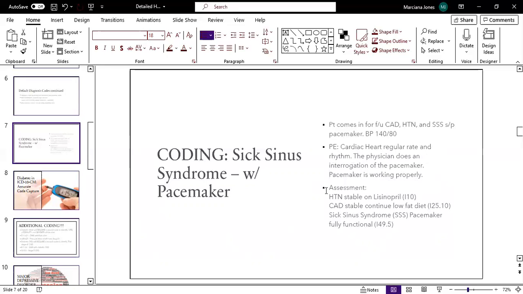So now the physician is assessing the patient. So here I come in as the coder. Let me read the assessment so I'll know what to code. Okay. So the physician is saying the hypertension stable on lisinopril, that's I-10.